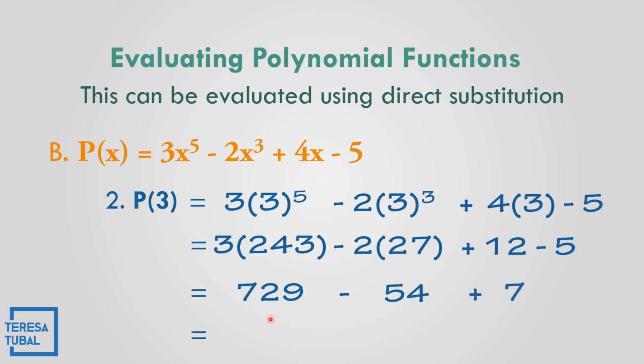Afterwards, let us subtract and then add. First, we need to subtract. 729 minus 54, that is equal to 675. Plus 7, that is equal to 682. So the P of 3 equals 682.